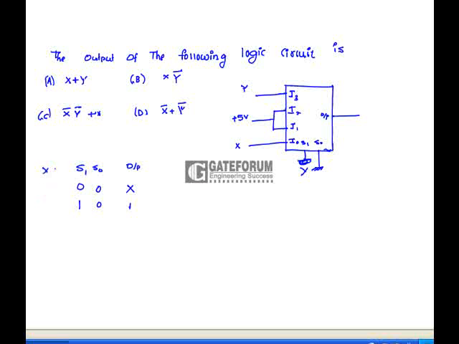See here X, Y, 0 0, 0 1, 1 0, 1 1. So this is the truth table for the block diagram which is shown in the figure for the 4x1 mux. This is 4x1 mux. So output equation is nothing but X plus Y, that is it is performing an OR gate operation, that is option A is correct.